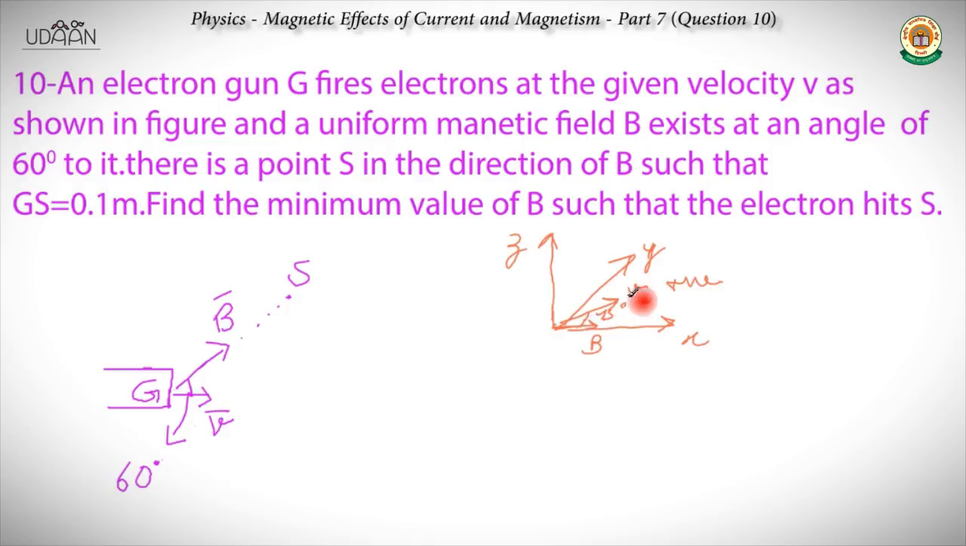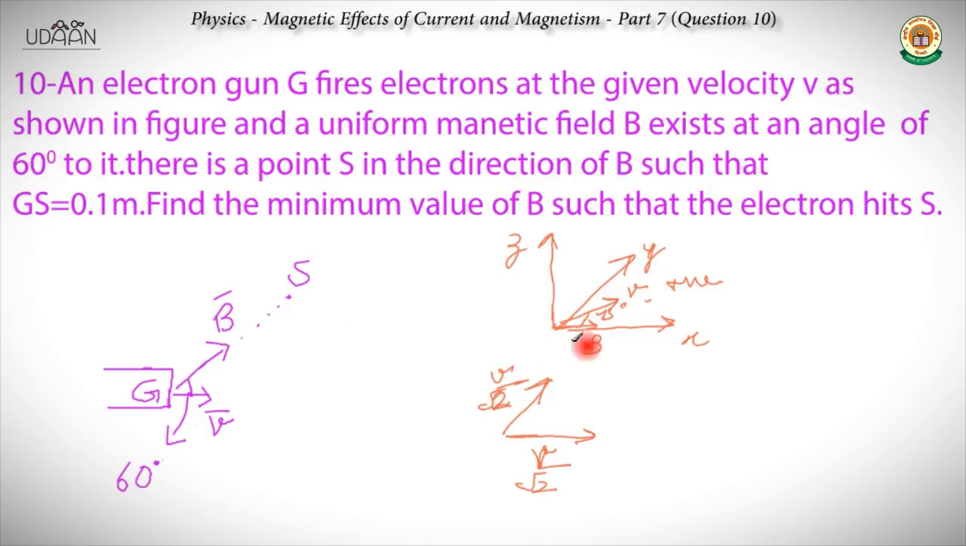Let's divide this velocity into two components, one in the direction of B and one perpendicular to the direction of B. So what we get is velocity V by root 2 in the direction of B, and another velocity here V by root 2, which will be perpendicular to B.